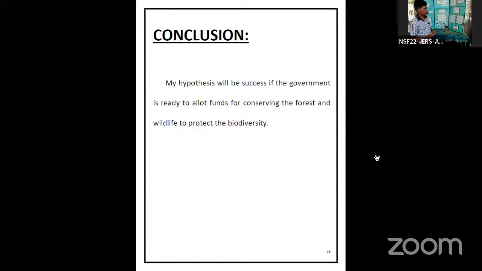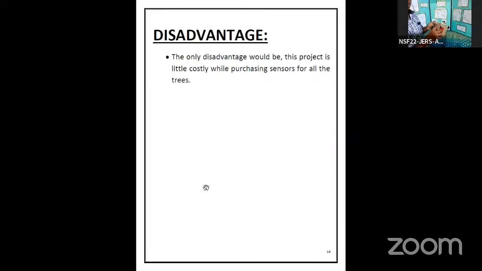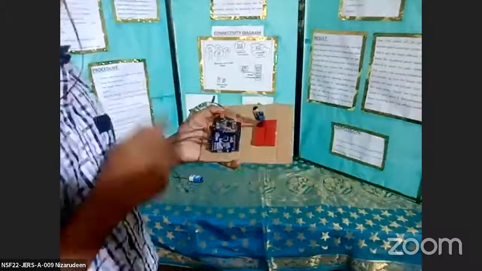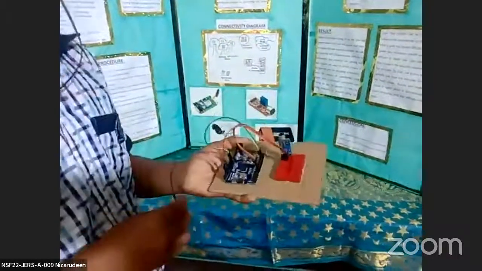Nizaruddin. Yes, sir. What is the work you have done here? Can you show me in numbers and graphs? Sir, I have connected Arduino with the sound sensor. Sir, if it receives sound, it will sense it and send the signal to Arduino. From the Arduino, it will go to the GSM. From the GSM, you can receive a message on your mobile phone, sir. And a buzz sound.